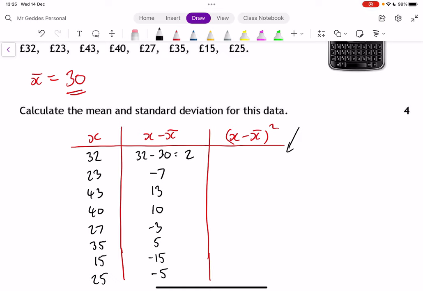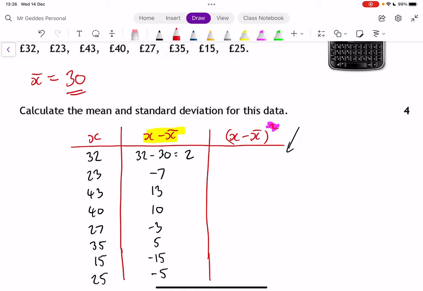See how I'm doing the top, the heading gives it away, x minus x bar. So see how I've got this here? That's what I'm doing, x take away x bar, every single time, okay? Last column, the heading gives it away again. What are you going to do? You're going to square every single one of those answers that you had in the middle, okay? Please, you will not have any negative numbers in this last column.